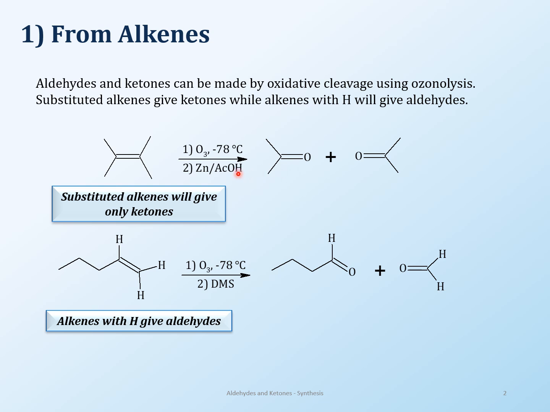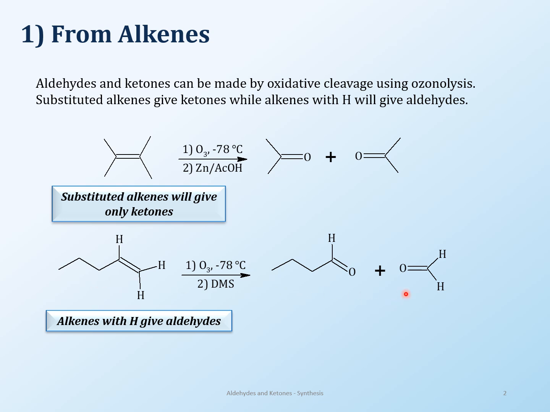So this is called ozonolysis, and you can get two aldehydes or two ketones, or an aldehyde and a ketone, depending on what is substituted around the alkene. In the top case here, where the alkene is completely substituted with carbons, when you cleave it, you end up getting two ketones. And if you have an alkene with hydrogens on it, then you will end up getting two aldehydes.